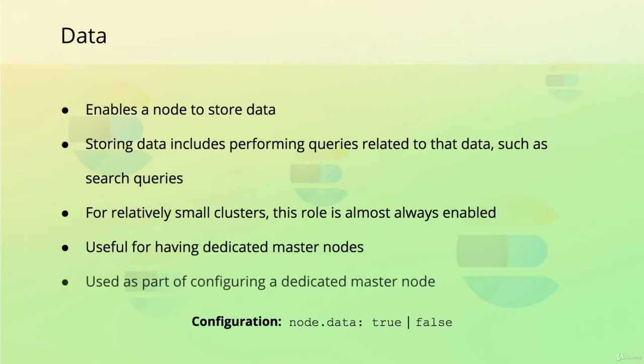I mentioned that for large and busy clusters, there might be a point in time where it's useful to introduce dedicated master nodes. A part of doing that is to disable the data role for the master eligible nodes. You will then have other nodes that do contain the data role and not the master role. The main purpose of having dedicated data nodes is therefore to separate master and data nodes.